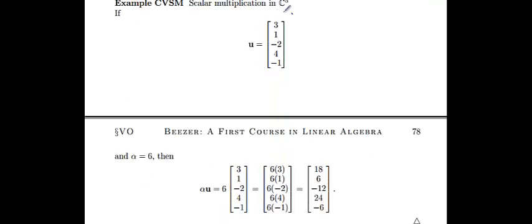Okay, so here's an example of a vector in C5, and multiplying by the scalar 6, being an ordinary number, you multiply each separate component by 6 and get the result.